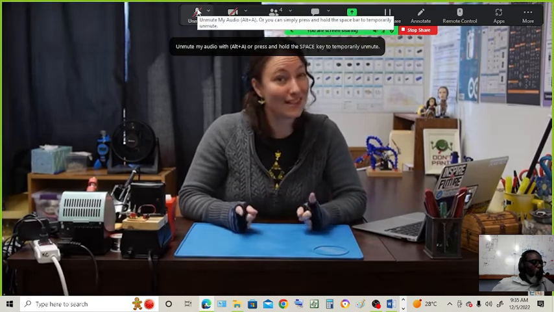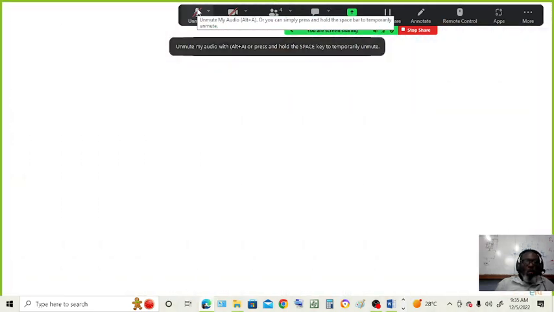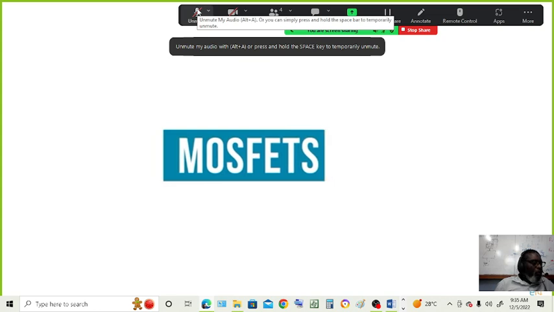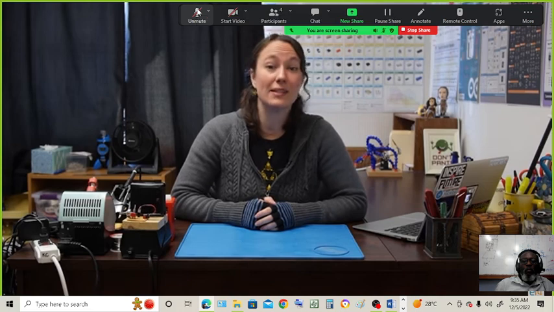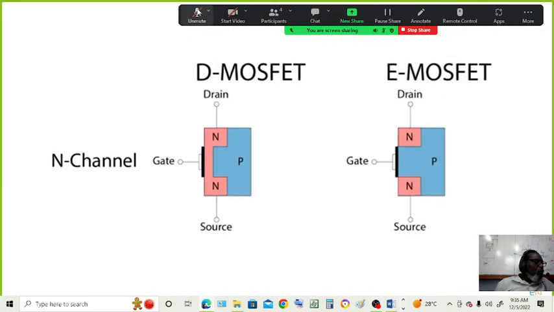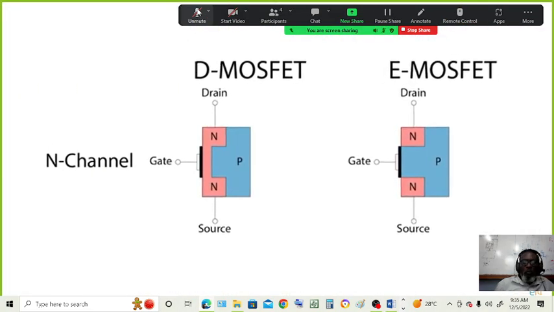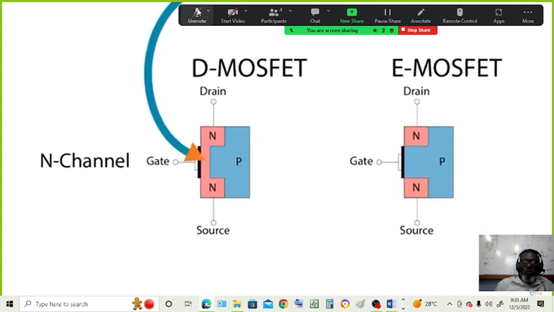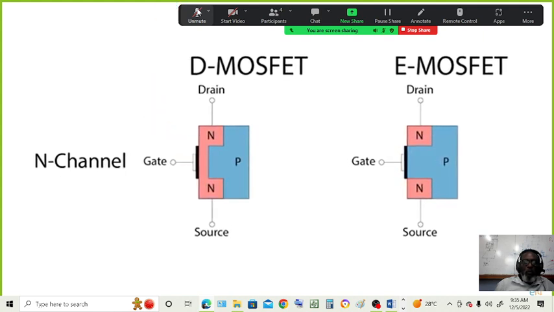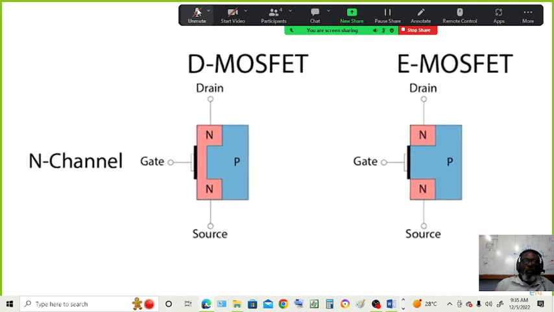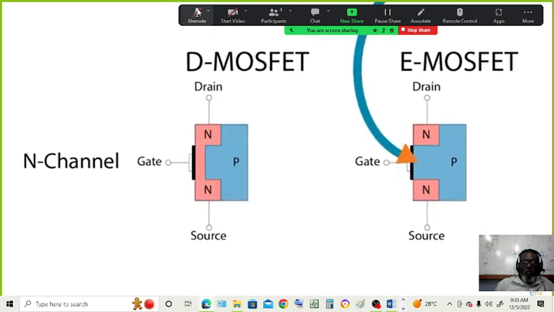JFETs are known as depletion mode devices since they rely on the growing and shrinking of the depletion zone. But that's not the only way a FET can function. While JFETs are strictly depletion mode devices, MOSFETs can be either depletion mode or enhancement mode devices. The main difference is in their construction. Depletion mode, or DMOSFETs, have a physical channel connecting the source and the drain terminals. In enhancement mode, or EMOSFETs, the source and drain are not connected and rely on the gate voltage to form a channel between them.